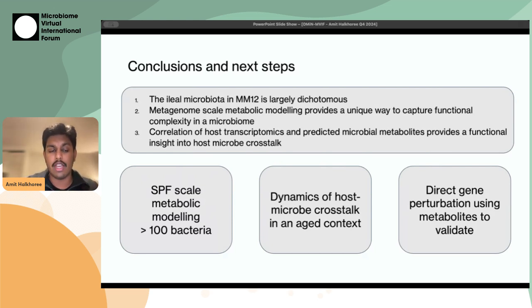So to take this forward, we have some SPF scale samples, which both have young mice, like I showed you today, as well as some older mice to see how this dynamic changes in the aged phenotype. And then we want to go back into the lab and do some direct gene perturbation to see, is what we've seen actually valid? Is there a real phenotype we've seen here?